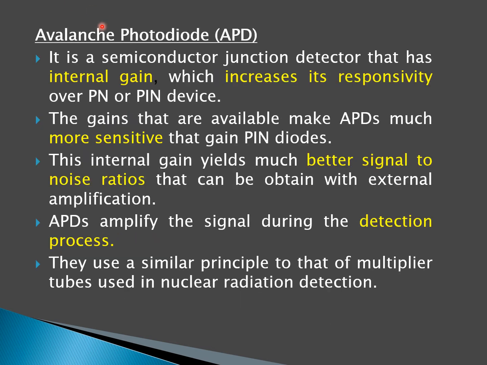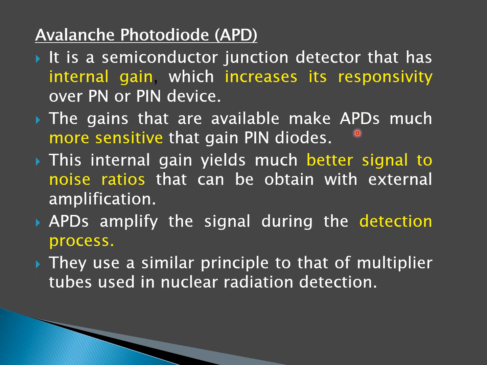Now let's look at the APD photodiode, the avalanche photodiode. It is a semiconductor junction detector that has internal gain, which increases its responsivity as compared to PN and PIN photodiodes. The gain available makes the APD much more sensitive as compared to PIN or PN photodiodes.